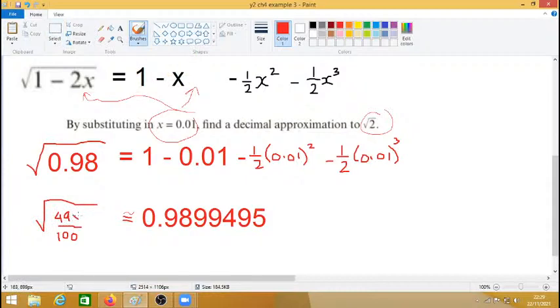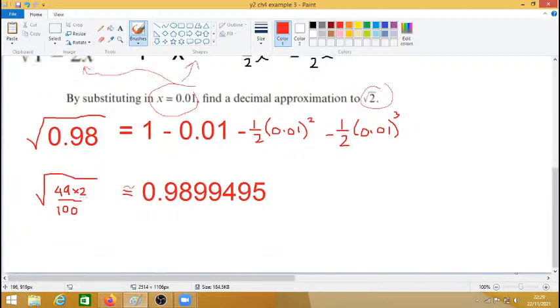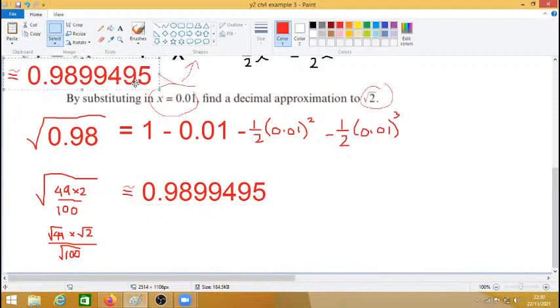And now, because everything underneath the square root is either a times or a divide, there are no adds or minuses, it becomes very easy to split. That square root can be applied to each bit separately. So we can write this as the square root of just 49 times the square root of just 2, and on the bottom it will be the square root of just 100. And on the right hand side, I'll have what I had before. I haven't touched that decimal, so that can just stay as it is.